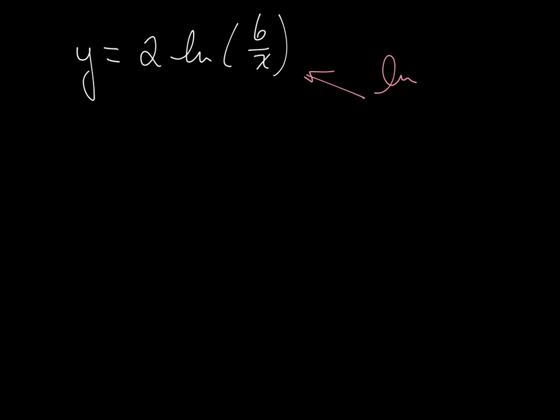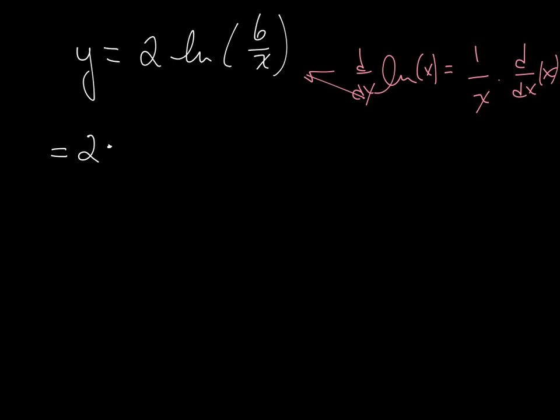We want to find the derivative of y equals 2 ln of 6 over x. All right, remember the derivative of ln of anything is 1 over the anything times the derivative of the anything, of what's inside. So the 2 is just a constant, so that just stays out front.